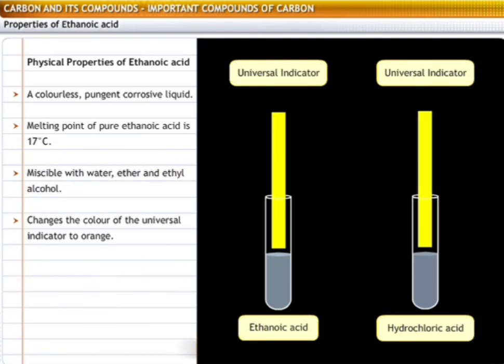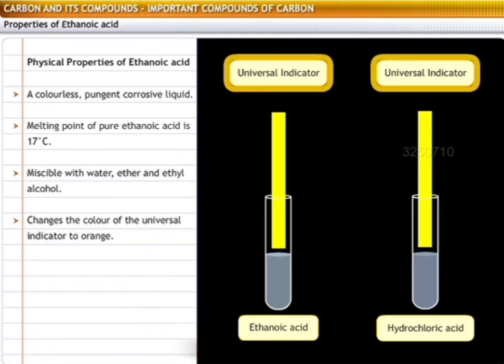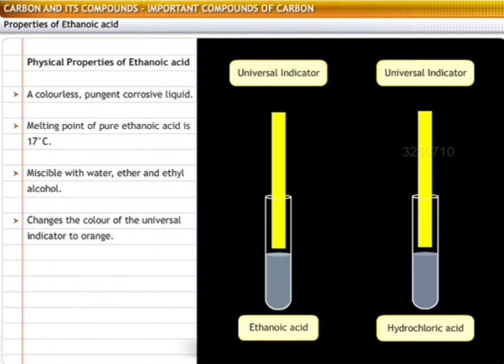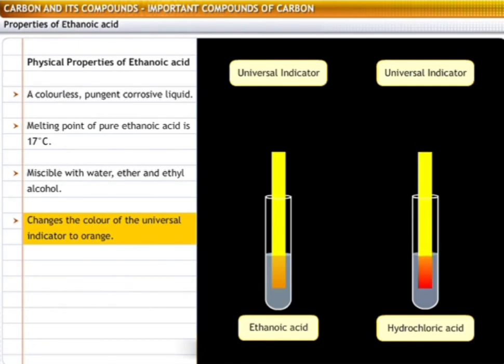Compared to mineral acids, it is a weak acid. Therefore, on testing for acidity using a universal indicator, ethanoic acid changes the color of the indicator to orange. Mineral acids like hydrochloric acid, on the other hand, change the color of the universal indicator to red.